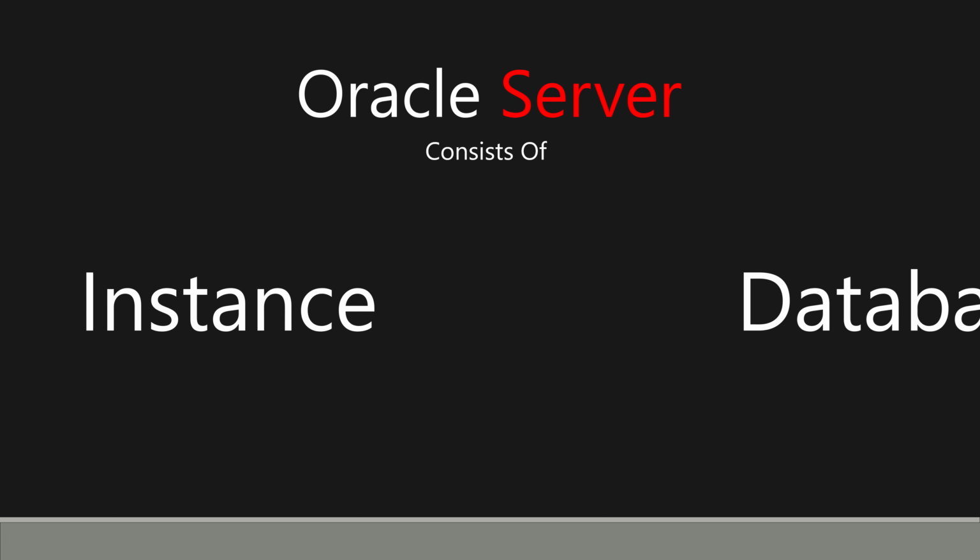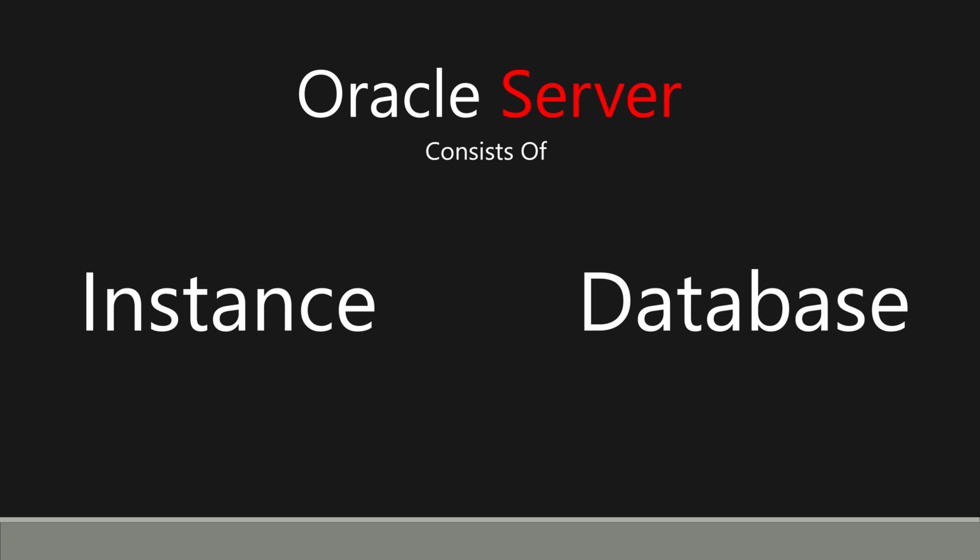Oracle Server mainly consists of two major components. One is instance and one is database. Instance represents memory structures and background processes. Database represents the physical files stored on disk. Together, both form the Oracle Server architecture.